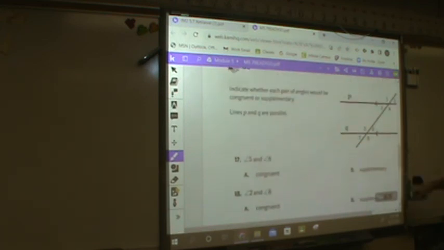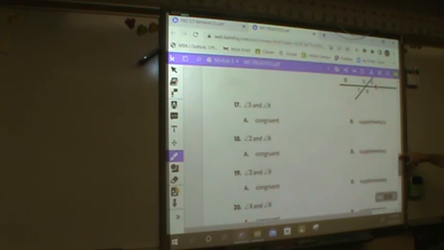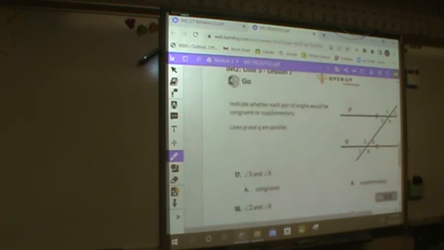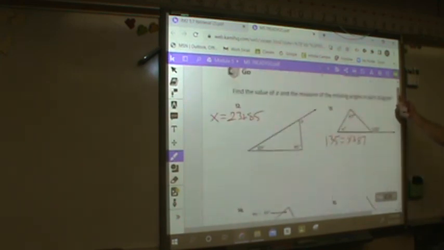Then it says indicate whether each pair of angles would be congruent or supplementary. So for 5 and 8, you're going to have to determine if they're congruent, which means equal, or supplementary. It's asking you to find that out, angles 5 and 8. Pay attention to that. Ask questions if you need to.